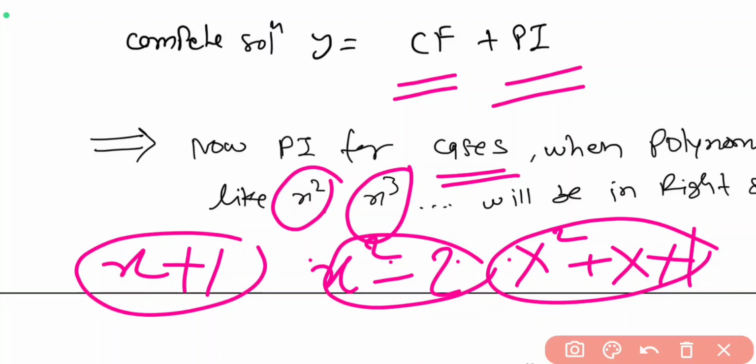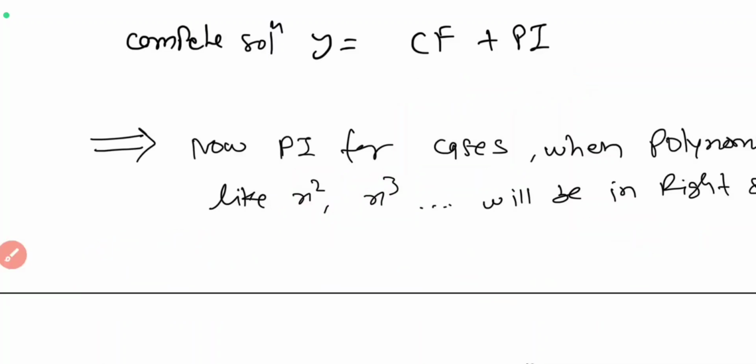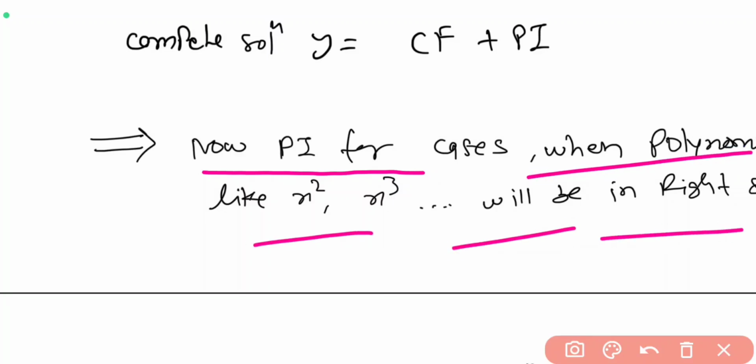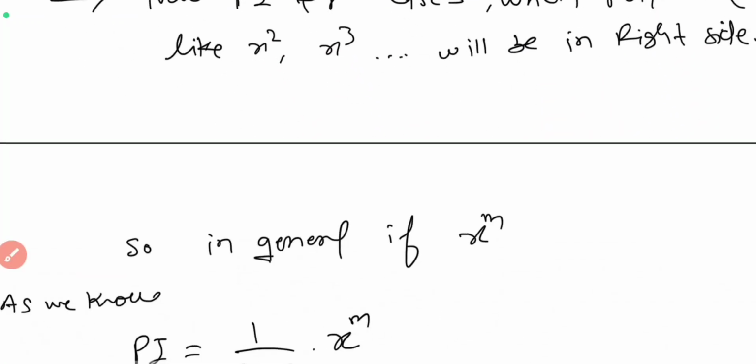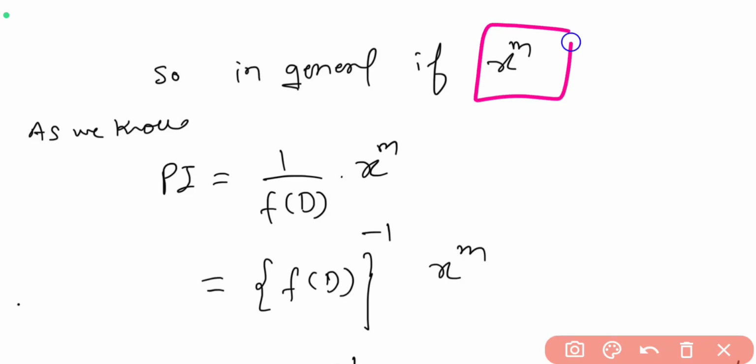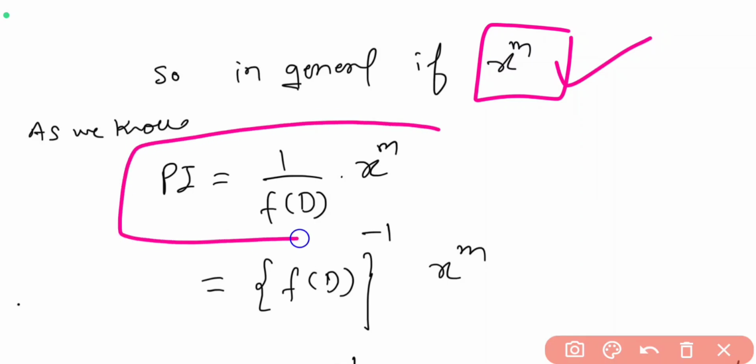So I have written here, now the particular integral we are going to find for cases where polynomials like x square, x cube and so on appear on the right side. So how do we handle that? In general, I can call this the x power m case. Like the sin(ax+b) case we did, cos(ax+b), e power ax. Now this is a different kind of function, x power m, that we are going to deal with. So first, how do we calculate PI for any function? We just divide that by the auxiliary function, that is 1 by f(D).